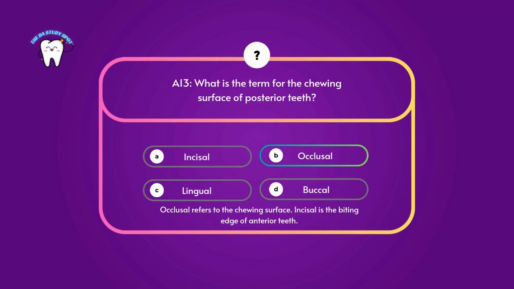The answer is B. Occlusal. Occlusal refers to the chewing surface. Incisal is the biting edge of anterior teeth.